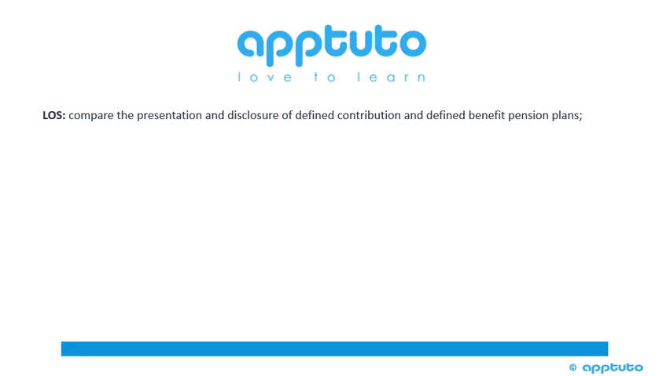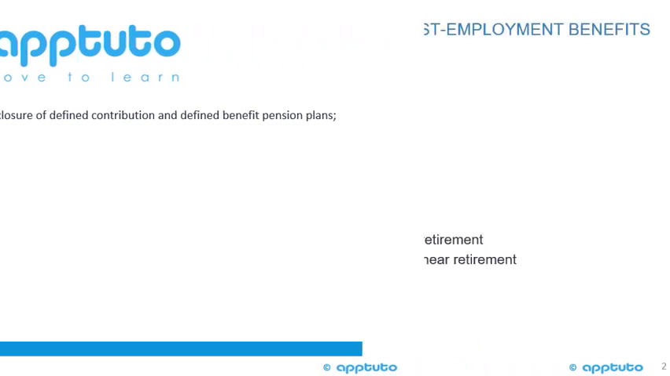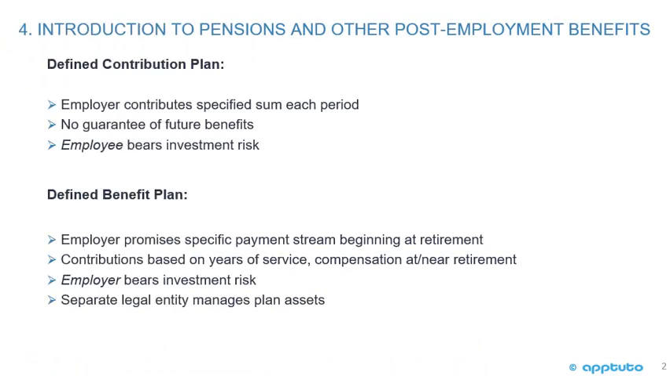This LOS is compare the presentation and disclosure of defined contribution and defined benefit pension plans. So, an introduction to pensions and other post-employment benefits. A defined contribution pension plan is one where the employer contributes a specified sum each period. There's no guarantee of future benefits, and the employee bears the investment risk.